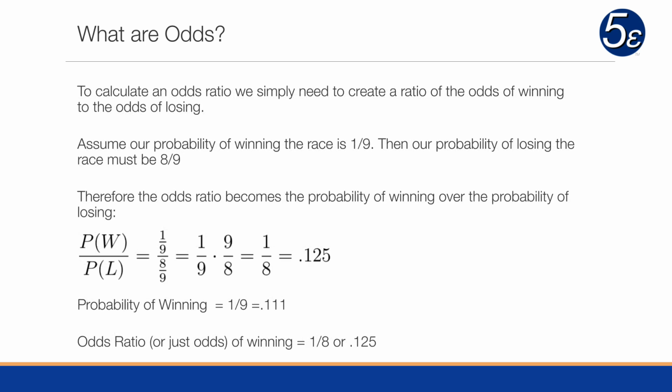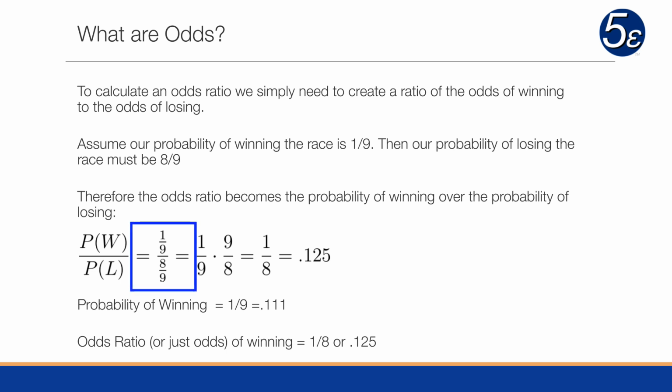To calculate an odds ratio, we simply need to create the ratio of the odds of winning to the odds of losing. Assume our probability of winning the race is 1 over 9. Then our probability of losing the race must be 8 over 9. Therefore, the odds ratio becomes the probability of winning over the probability of losing. And here we see that formula.